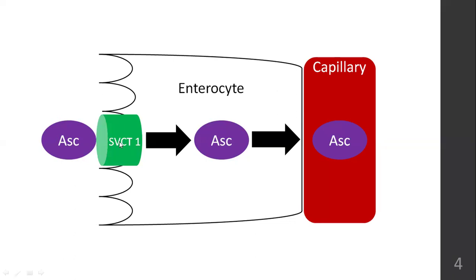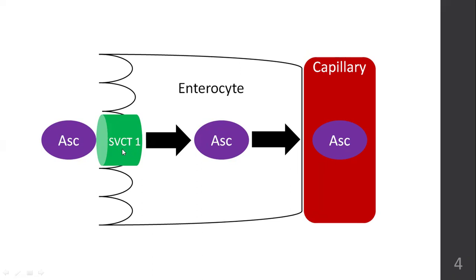Okay, intestines have many channels present here and there, and these specific channels are used by nutrients to enter into your cell. And SVCT translates into sodium dependent vitamin C transporter. S stands for sodium, VC is vitamin C, T stands for transporter. One is transporter channel 1.